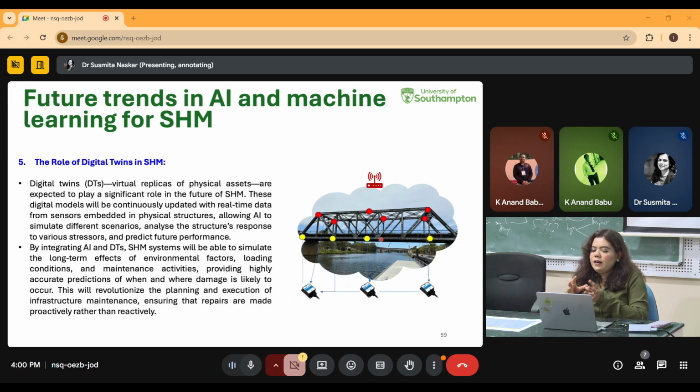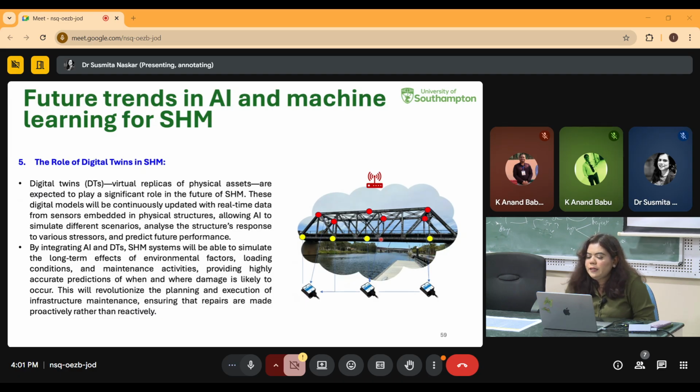So basically you are making a DT, or digital twin, of a real-life structure, and that real-life structure, with the sensors, is feeding data continuously to the DT to keep the DT updated in real time, right? And this actually provides a highly accurate prediction of when and where the damage is likely to happen. So that's where the DTs are being used.